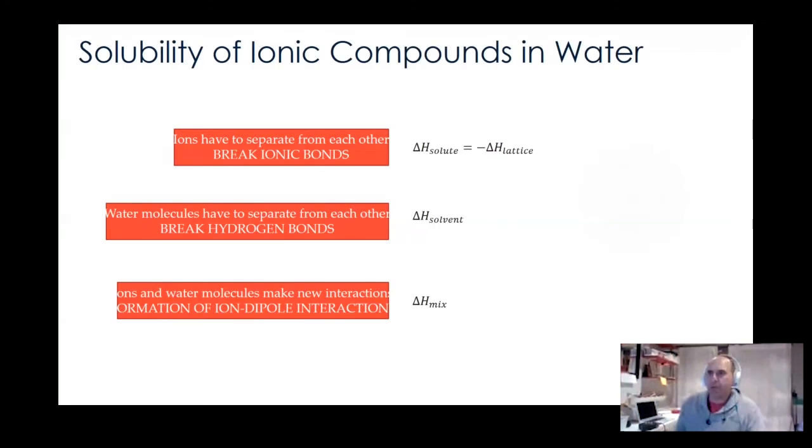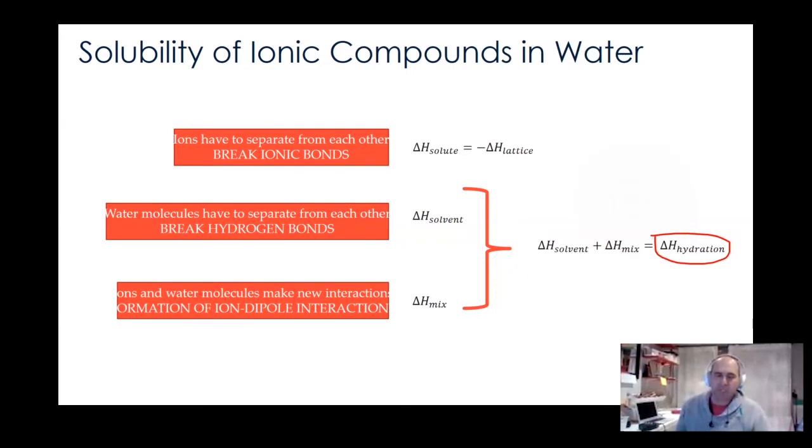Now, for ionic compounds, I apologize, I screwed up the boxes here. But if we think about what holds, so the delta H of solute, well, for ionic compounds, the thing that holds them together is the lattice energy. And then the solvent is we have to break hydrogen bonds and form ion dipole interactions. And we put those two terms together and call it the delta H of hydration. So how much energy is released when water surrounds it, and what are the factors that go into it.